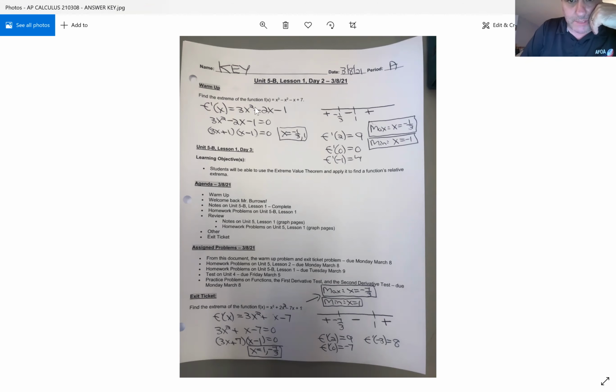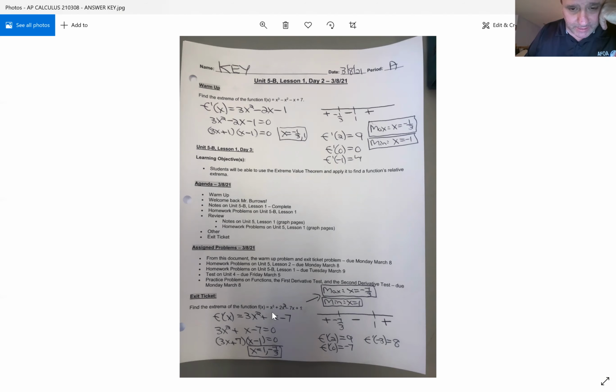And f prime of 2 was 9. So you got a decrease, increase, and decrease. So it goes from increasing to decreasing. That's a max. That's negative 1/3 a max. And positive 1's a minimum because you're going down and then back up. So your minimum is negative 1. Okay. They're relative max and relative mins. They're not absolute.